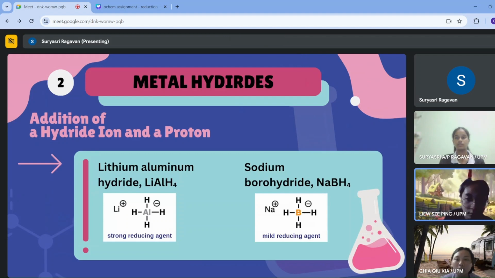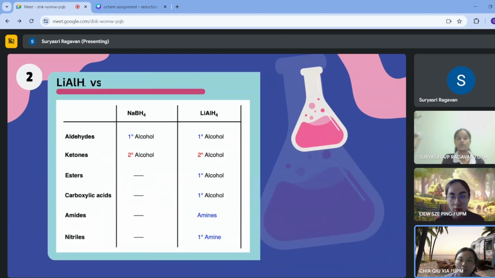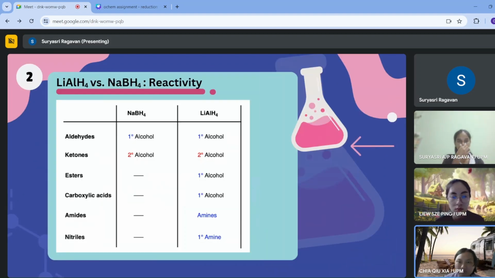So just now, my group member already presented the reduction reaction by using hydrogen. So the second reduction reaction is by using the metal hydrides. This is called addition of hydride ion and a proton. The reducing agents that we will use are lithium aluminium hydride and also sodium borohydride. Actually, lithium aluminium hydride is more reactive than sodium borohydride because the product that it will produce is more stable than the sodium borohydride.